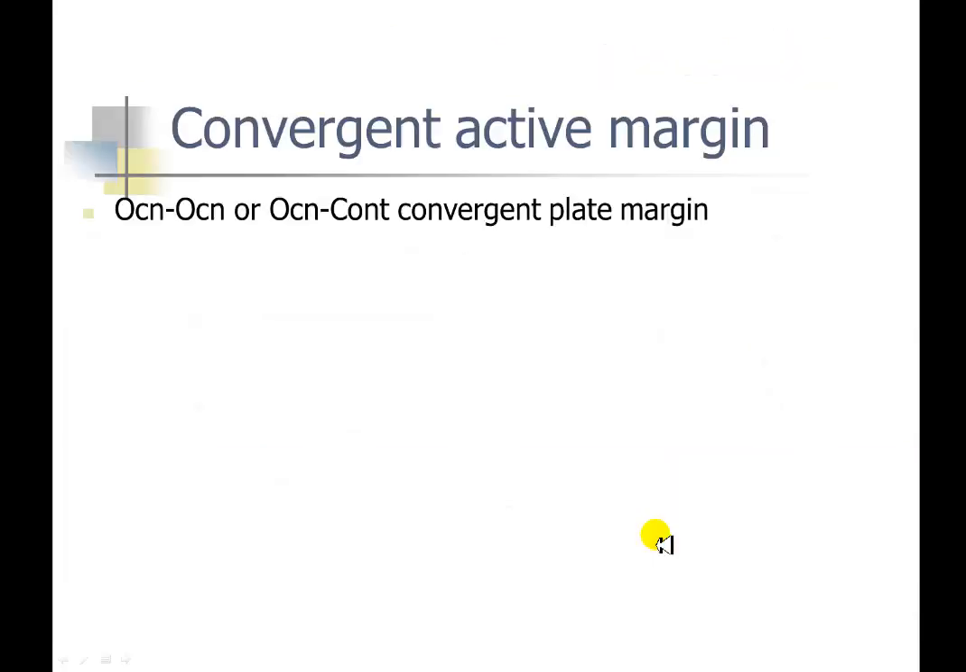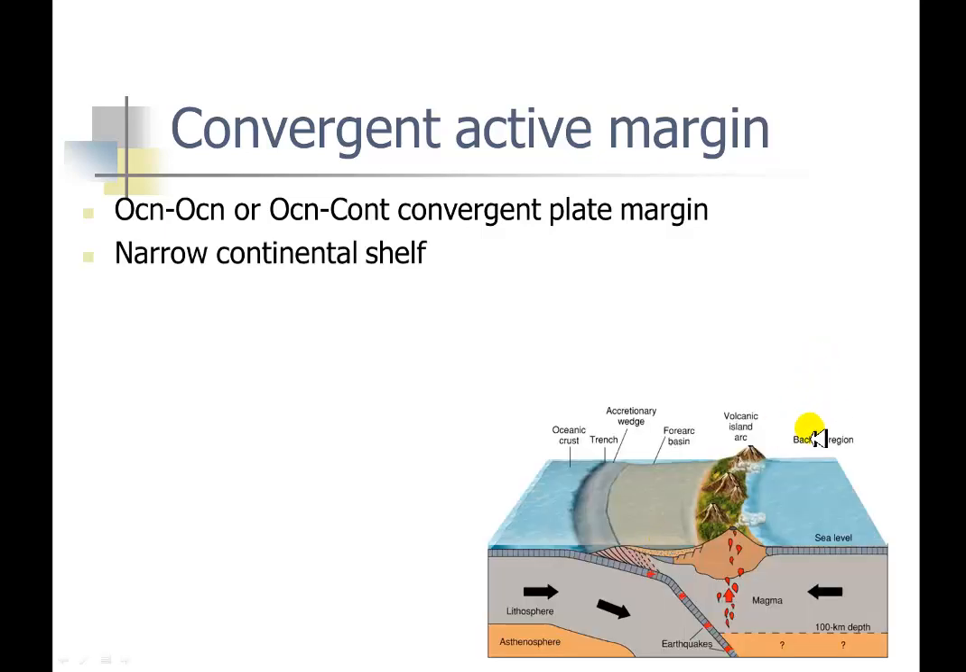Active margins, you can have oceanic, continental. These are convergent, and it is at a plate margin boundary. Narrow continental shelf. Here's an example of a volcanic arc. This is more of an island arc. You do have the trench. You do get this accumulation of material on both sides, but it actually gets pushed this direction and gets accumulated more on this side, and it's called an accretion wedge.